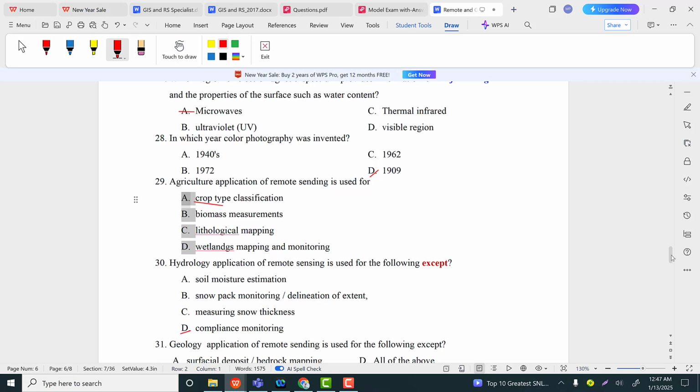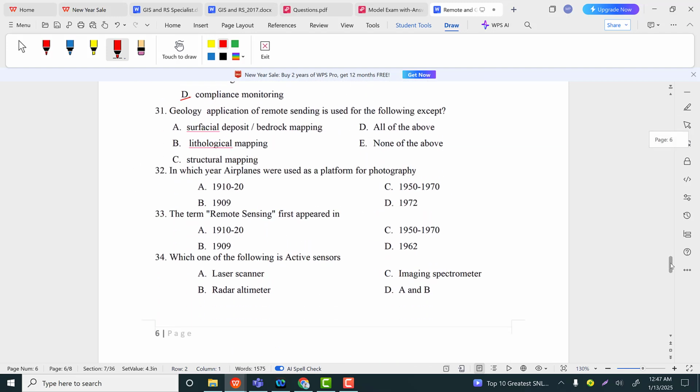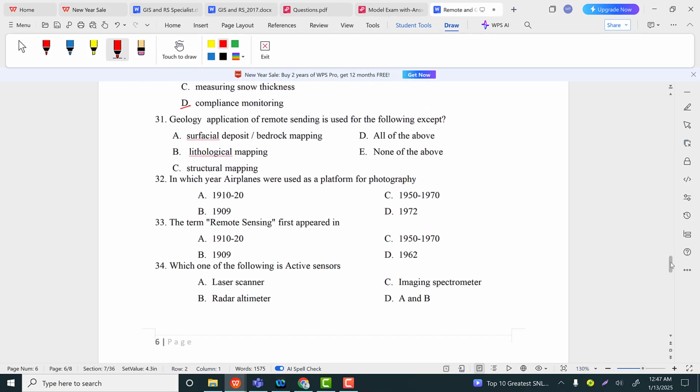Question number 31. Geology application of remote sensing is used for the following except. Bear in mind, except. A. Surface deposit or bedrock mapping, B. Lithological mapping, C. Structural mapping, D. All of the above, E. None of the above. So the answer is E, none of the above.